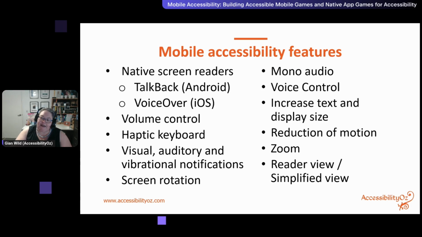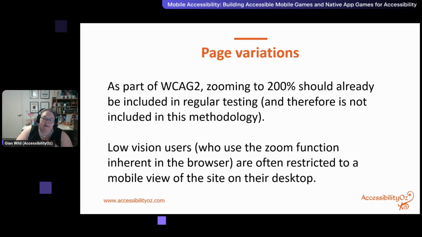So allowing things to operate in multiple orientations is really important. Mono audio, voice control, increased text and display size, reduction of motion, zoom, and then things like reader and simplified view. Another thing that makes mobile really interesting is the page variations.